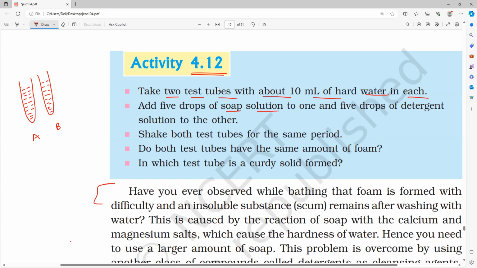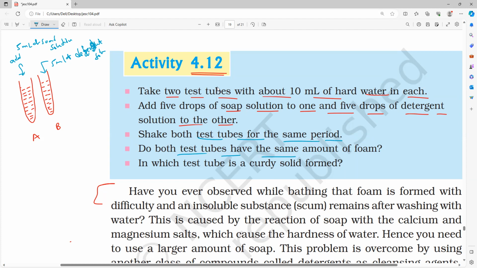Add 5 drops of soap solution to one and 5 drops of detergent solution to the other. That is what we have to do. So add 5 ml of soap solution here and 5 ml of detergent solution here. Now you can tell me what conclusions they are asking. Now shake both the test tubes for the same period of time.